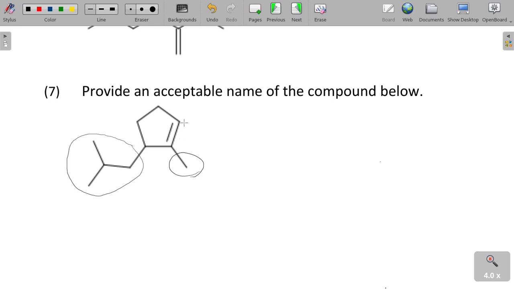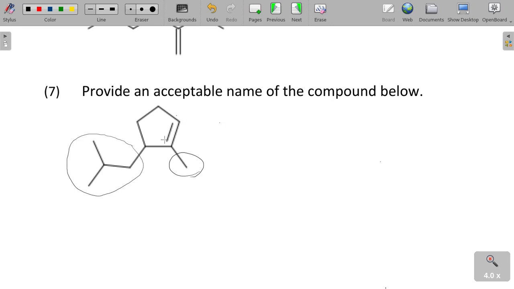Other nice thing being a ring, since this is only a 5-membered ring, there's only one way to draw that, so I don't have to worry about the E and Z isomers. There's really only one type of way to have that particular double bond. So I won't have to worry about E and Z at all in this name.